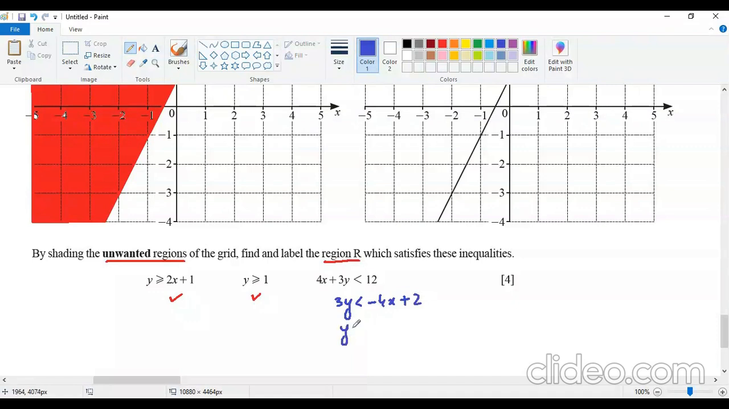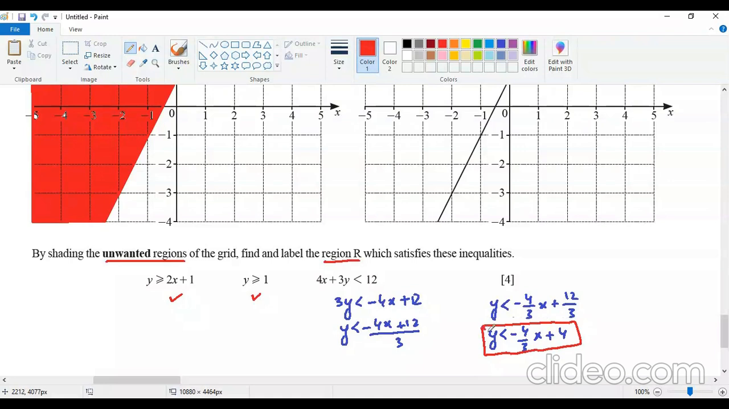That means y is less than minus 4x plus 12 over 3, or we can say y is less than minus 4 over 3x plus 12 over 3, which is going to give us the equation minus 4 over 3x plus 4. So this is going to be the line that you will be plotting. Now this is the line we are talking about.